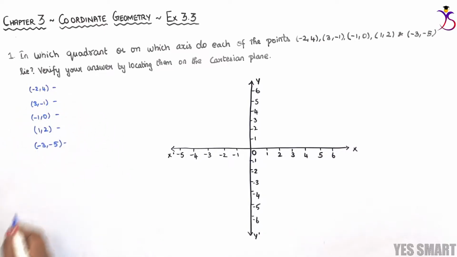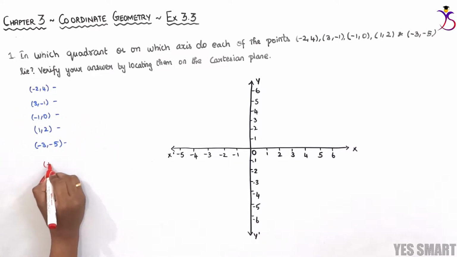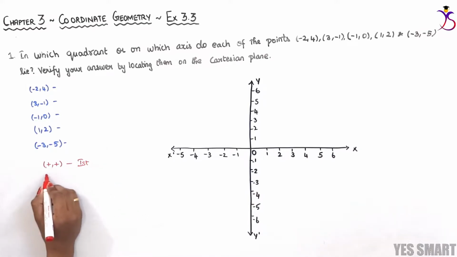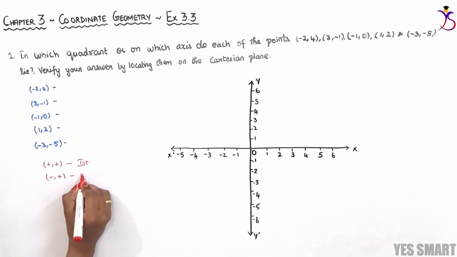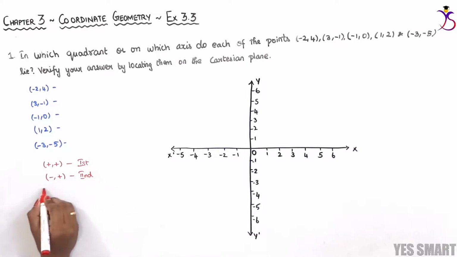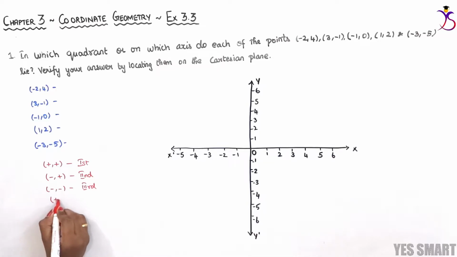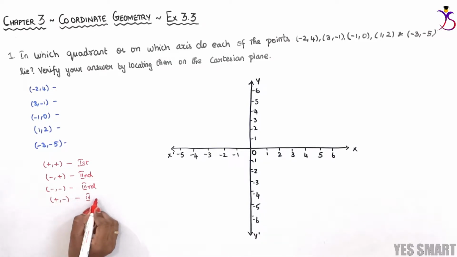As we already discussed in the concept video, if the values of x and y are both plus, then it is in the first quadrant. If the value of x is minus and y is plus, it is the second quadrant. If the values of both x and y are negative, then it is the third quadrant. And if the value of x is positive and y is negative, then it is the fourth quadrant.